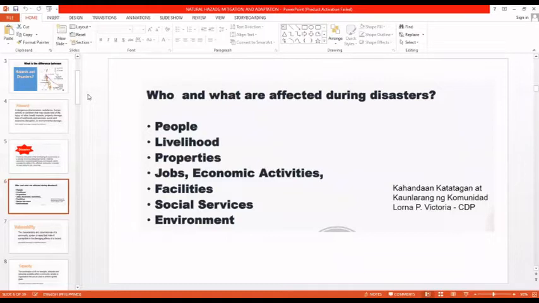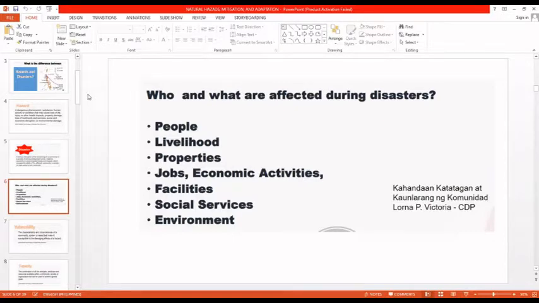So who and what are affected during the disaster? We have the people, especially the elderly or those who are sick. We are easily affected or vulnerable to events that happen around us.